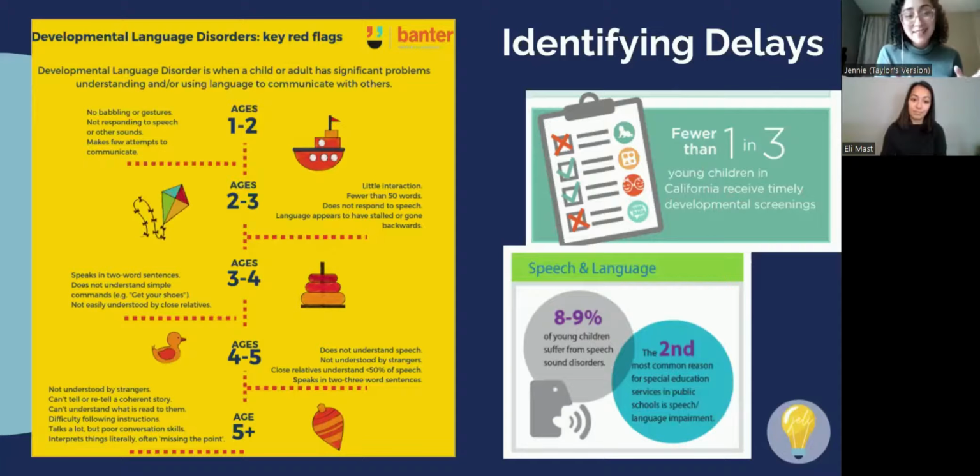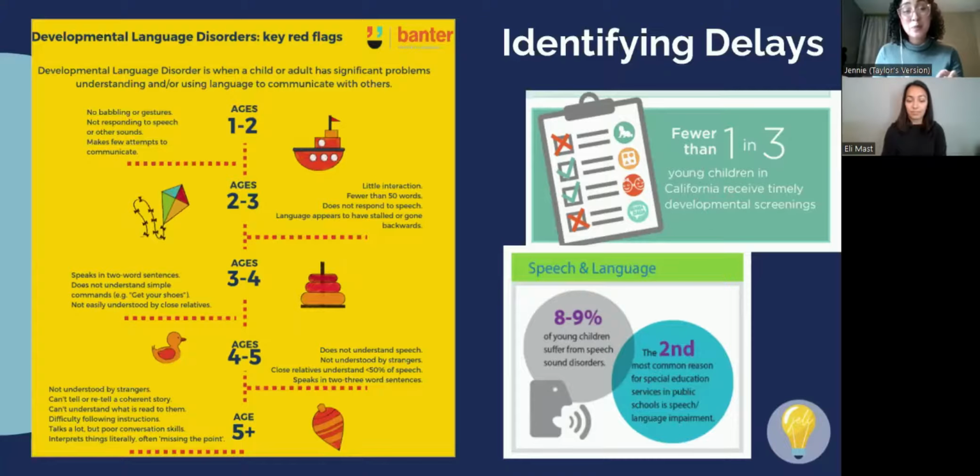Another thing is, it is key and imperative to get these language delays identified as soon as possible, because of how language works. If a child is not getting that first milestone, it's going to severely affect the next one.